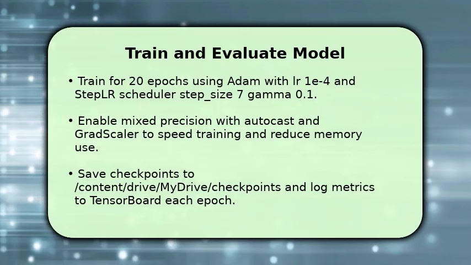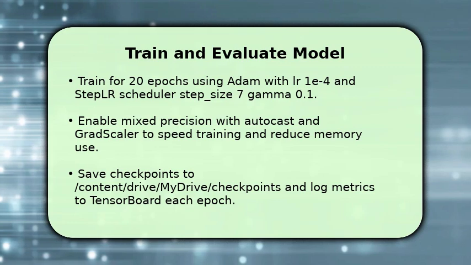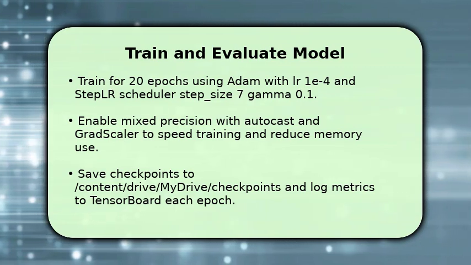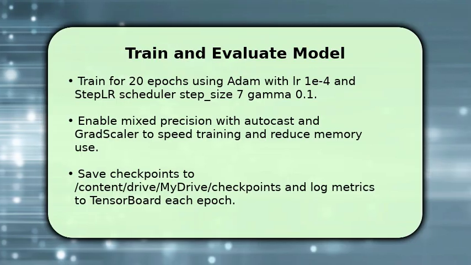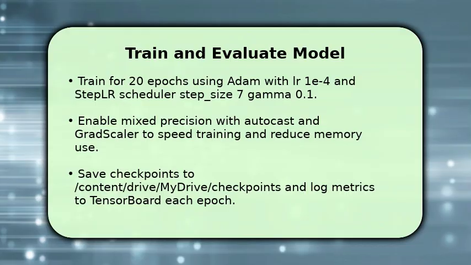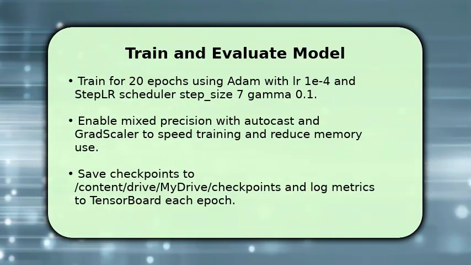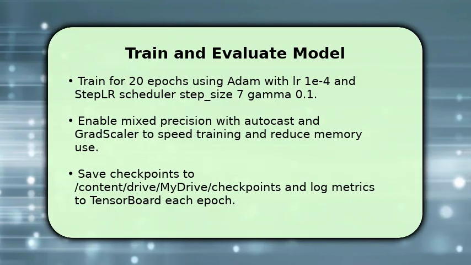Use Adam optimizer with LR 1e-4 and a StepLR scheduler with step size 7 and gamma 0.1. Train for 20 epochs while logging loss and accuracy to TensorBoard at the end of each epoch. Enable mixed precision training using autocast and GradScaler to speed up training and lower memory usage.